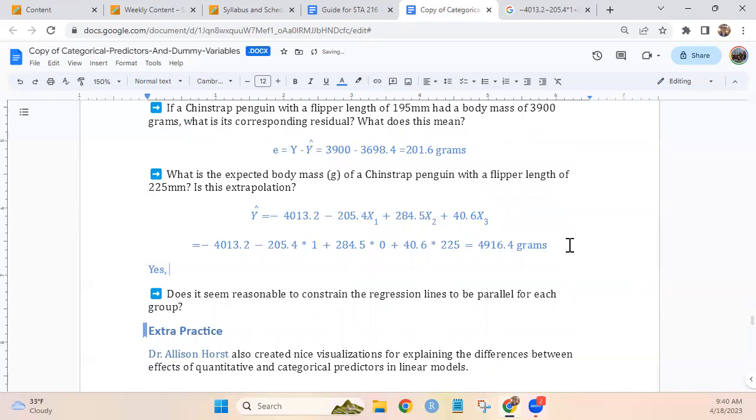Yes, and again, we're going over categorical predictors here, but this concept applies when we have only quantitative predictors as well. You need it to be in the range of both. So yes, this is extrapolation since 225 is above the maximum flipper length of the Adelie. I think we're, oh, Chinstrap.